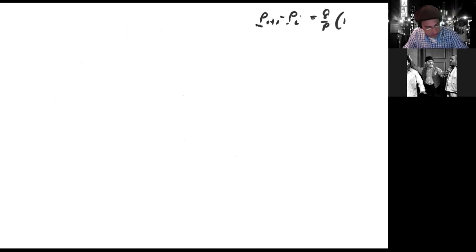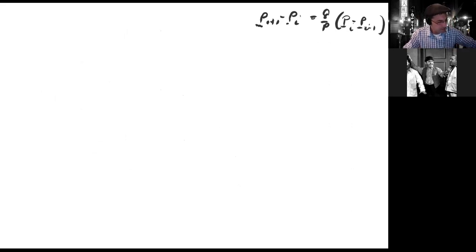Okay, so let me start writing down that equation again. So what did it say? It said that p_{i+1} minus p_i equals q over p times p_i minus p_{i-1}. So what does that tell me?